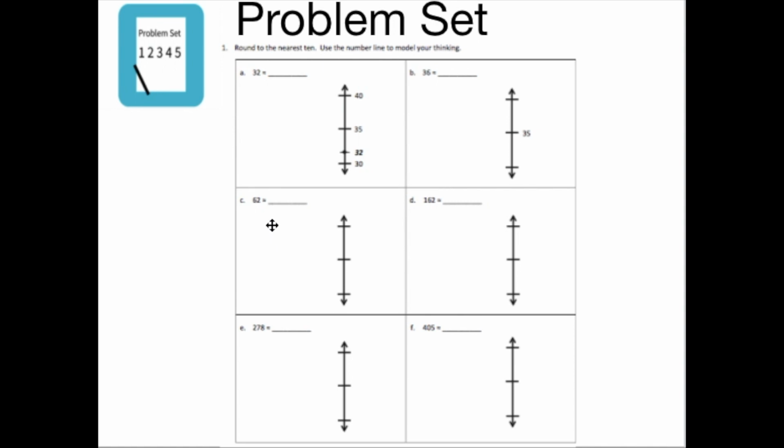I'm asking you to round 62 to the nearest 10. And with that, you're going to label all the pieces of this number line. So for 62, I would start with 60 at the bottom. Then I'm going to go up, a number goes here, and I'm going to find the halfway point. Where would 62 go on the number line? Find it and round it. Same goes for D, E, and F.